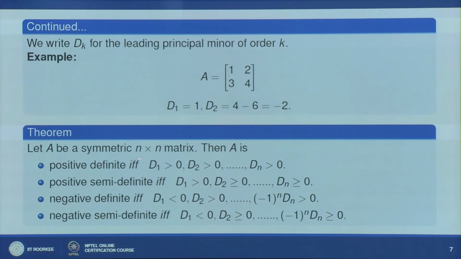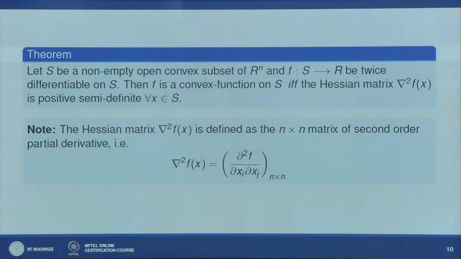Positive definite if and only if all leading principal minors are strictly greater than 0. Now, we have the result for the convex function. Okay. We understand what positive semi definite or positive definite means. Now, we can state a result for a convex function. Let S be a non-empty open convex subset of Rn, and f is a function from S to R, twice differentiable on S. Okay. Then f is a convex function on S if and only if the Hessian matrix, which is gradient square f x, is positive semi definite for all x belonging to S.